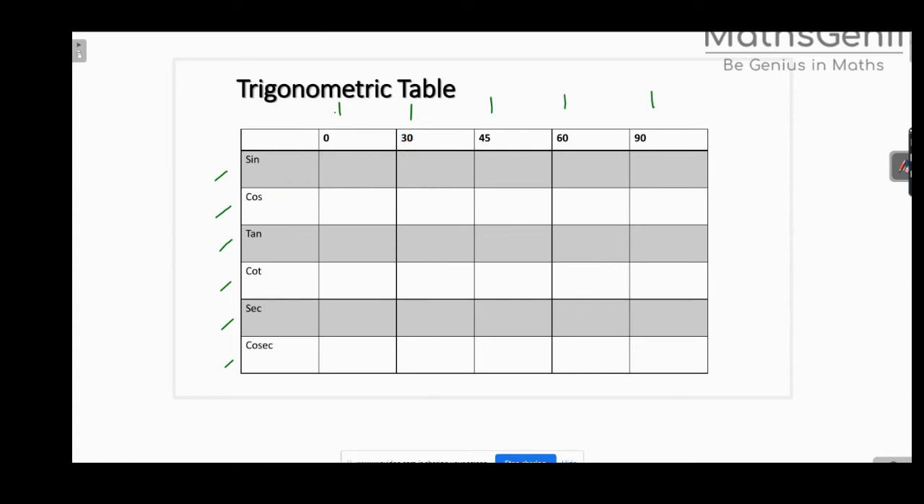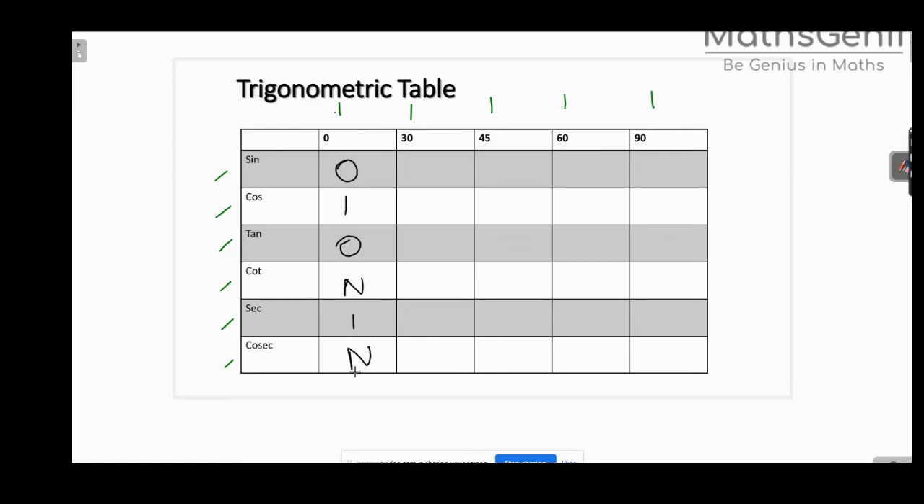Sine 0 value will be here, cos 30 value will be here. Now let's jump on to how to remember this table. Okay, pay careful attention on how to remember this table. 0, 1, 0, n, 1, n. N is not defined, that is, the answer does not come. So 0, 1, 0, n, 1, n.